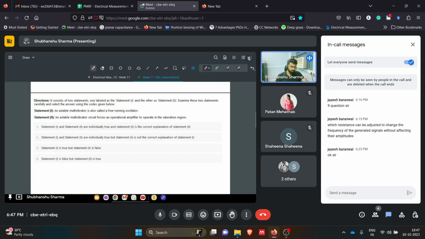An astable multivibrator is also called a free running oscillator, statement 1. The second statement is an astable multivibrator circuit forces an operational amplifier to operate in the saturation region. So these are two statements. Now you have to tell whether both the statements, or one of them, is true, and which one of them is true.